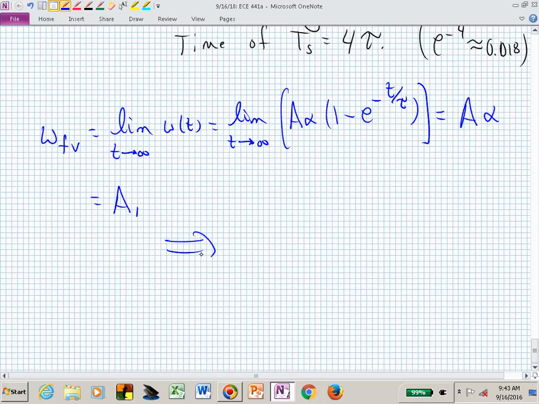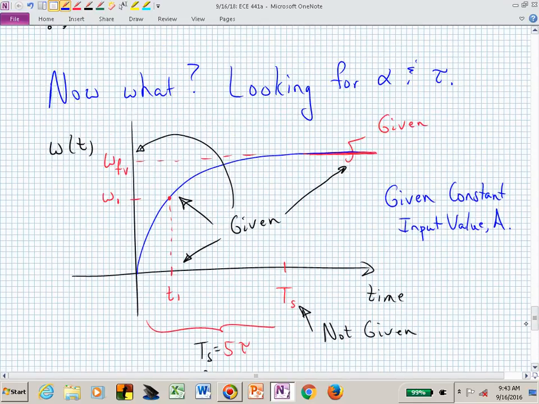So that now we can find our alpha, one of the two unknowns in our first order differential equation, by saying that A alpha is A1, and so alpha is just A1 over A. Our final value, A1 over what we applied to the system, which was A, and that gives us alpha. We've now simply, all we've used is that last tail of our expression. We want to use this other piece of information, omega 1 and T1.